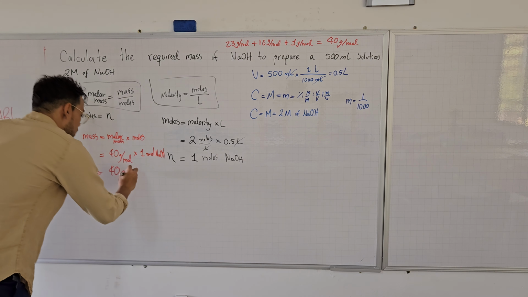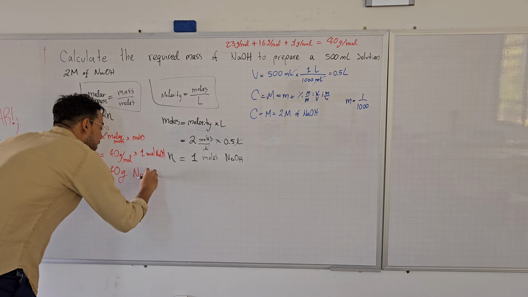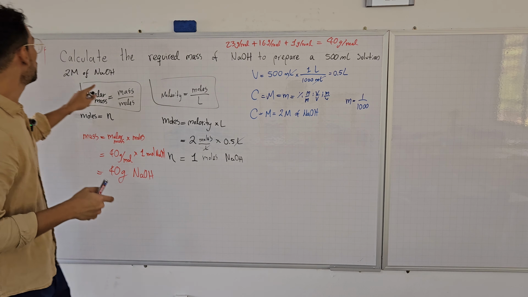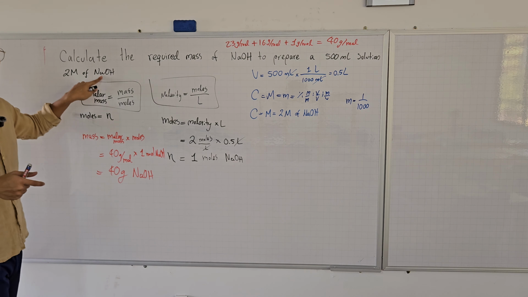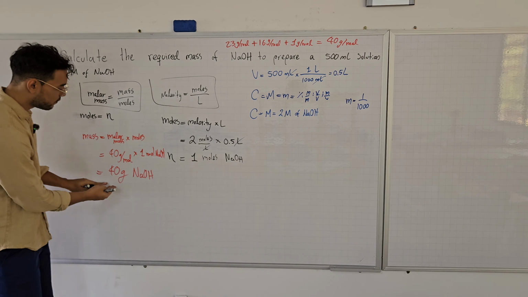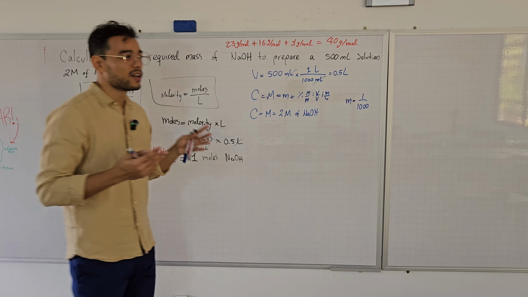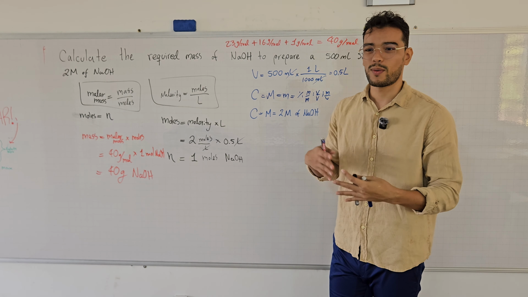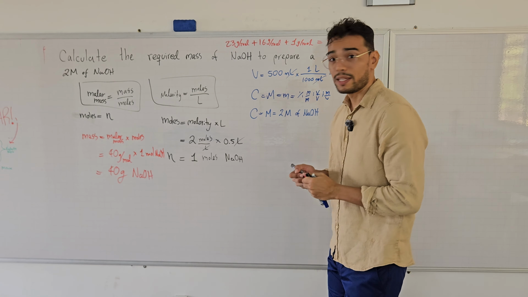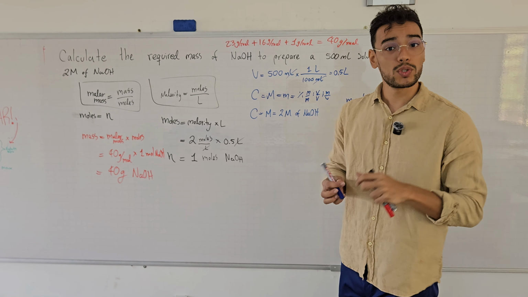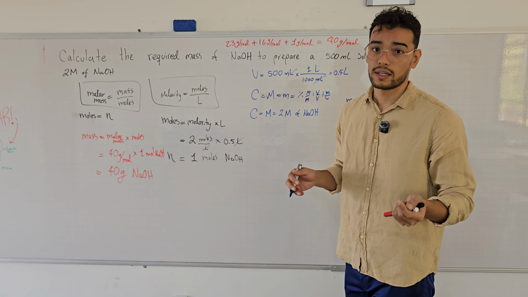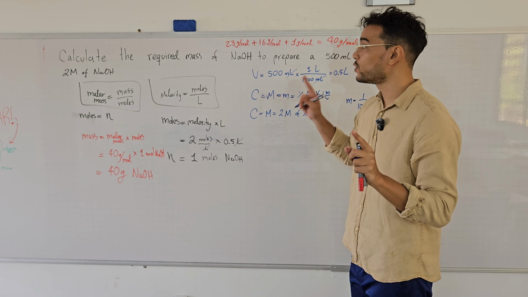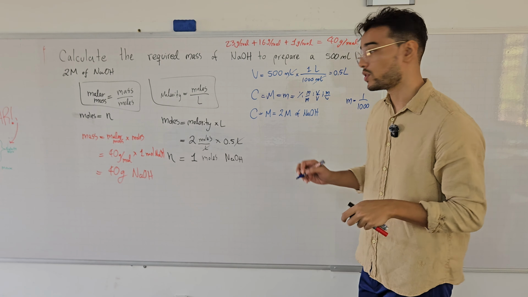And that's it. For preparing 500 milliliters of a 2 molar sodium hydroxide solution, we require only 40 grams. And what is the translation of this? I mean, I know that we are solving a problem, but what is the equivalent in reality? It means that if you go to the lab and I told you, hey, I need you to prepare a 500 milliliter solution of 2 molar sodium hydroxide, what do you need to do?